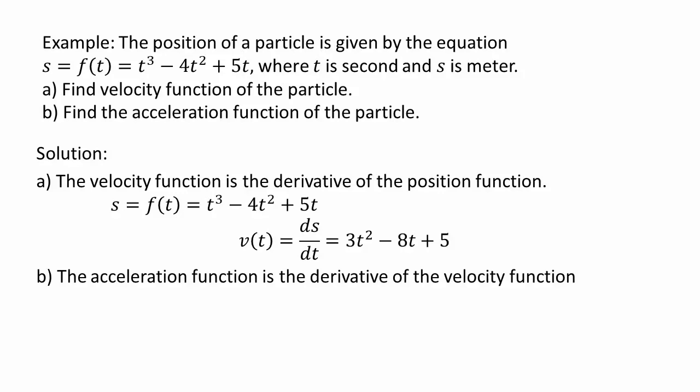Now the second part, to find the acceleration function of the particle, taking the derivative again of this function, we can write a of t is equal to d square s by dt square is equal to dv by dt is equal to the derivative of 3t square, which is equal to 6t, and the derivative of minus 8t, which is equal to minus 8, and the derivative of the constant number 5, which is equal to 0.